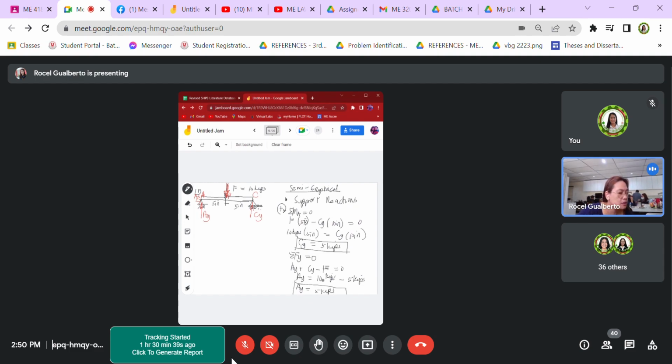Okay, again, we have a positive value. So, ibig sabihin, tama po yung ating solution. Tama yung ating assumption. And then finally, you have your AX. So, to obtain the value of AX, we use summation of forces X is equal to 0. We'll have AX is equal to 0. Okay? Yan. So, support reactions, done na po tayo doon. Nakuha na po natin yung value: AY, AX, CY. We go to the second step now.